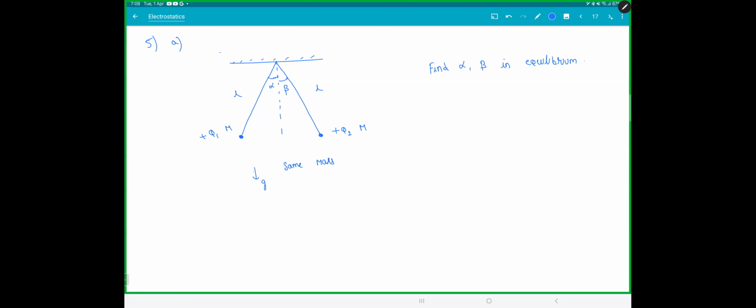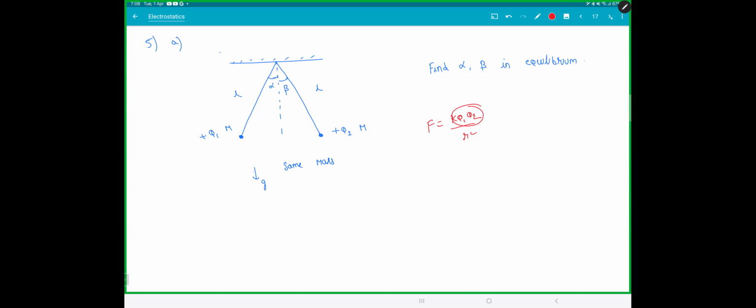The general misconception, na, people think like this. So if I give you, let's say, Q1 is greater than Q2, then can you tell me which is greater? It doesn't matter. They're equal. Why? What is the force between them? K Q1 Q2 by R square, isn't it? It's a product now. And by Newton's third law, they'll have equal and opposite forces.